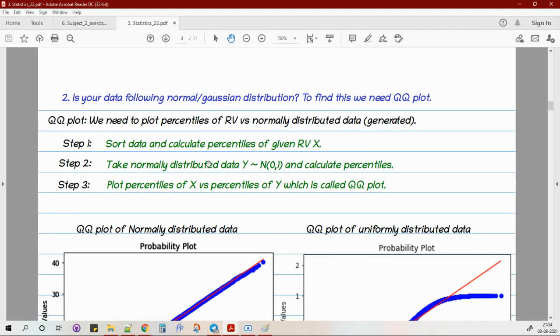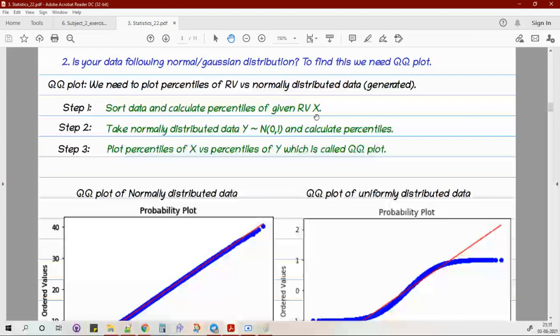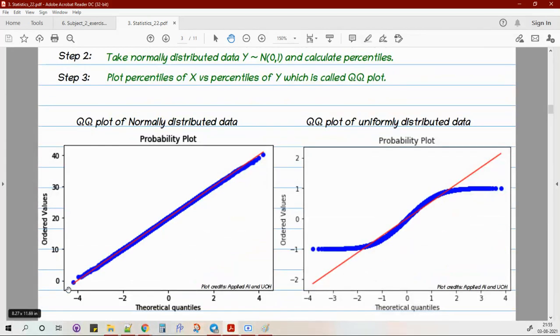theoretical normal data. That's for sure normally distributed, perfect, right? Then I will take a graph between this theoretical percentile, which is exactly this red line, and I will plot my ordered values, or you can say the percentile values of my random variable, that is y versus x graph. And if it is falling on the same line, that means my random variable is also following this normal distribution, or you can say Gaussian distribution, right?